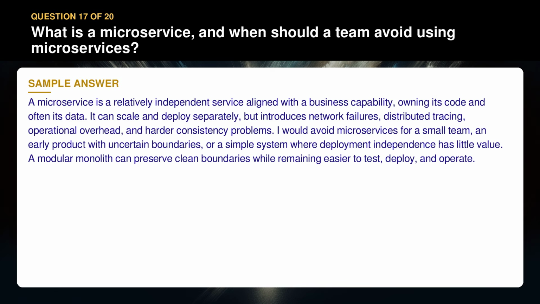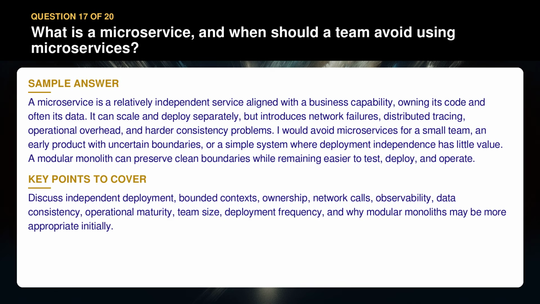I would avoid microservices for a small team, an early product with uncertain boundaries, or a simple system where deployment independence has little value. A modular monolith can preserve clean boundaries while remaining easier to test, deploy, and operate. Discuss independent deployment, bounded contexts, ownership, network calls, observability, data consistency, operational maturity, team size, deployment frequency, and why modular monoliths may be more appropriate initially.